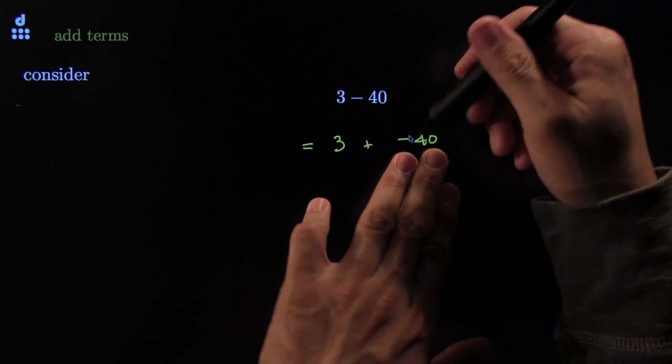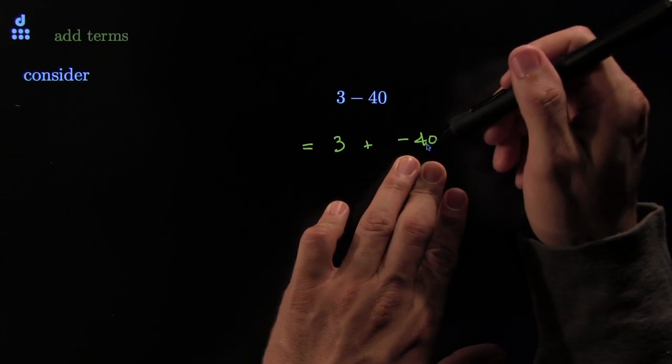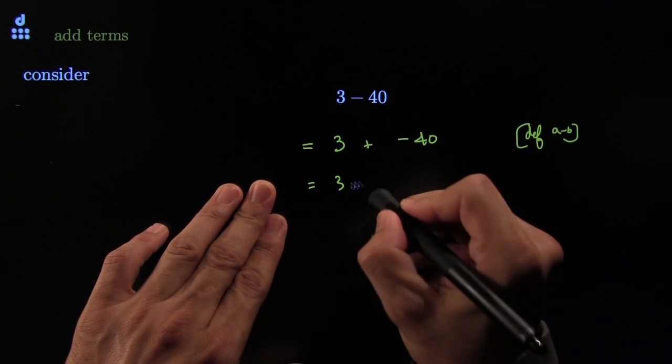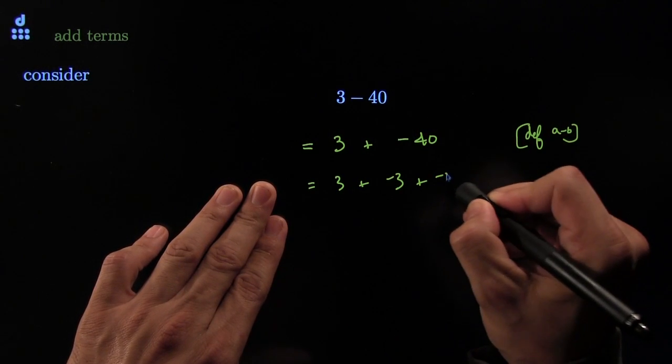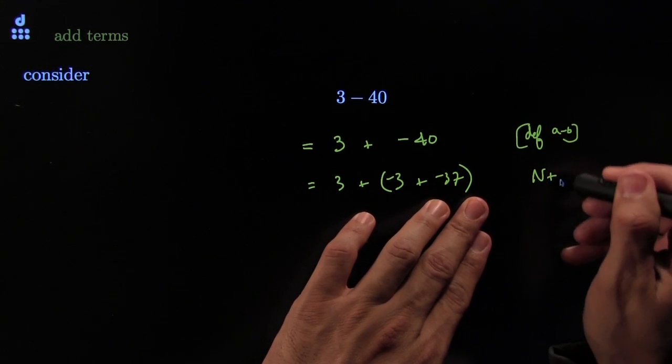Well, you got no business adding negative 40 if you don't have a good understanding of what negative 40 is. Negative 40 is the killer of 40. How could I add it to 3? Well, I could separate this into little baby killers. I could have a negative 3 killer, and I'd be left with 37 killers. And of course that is by negative plus negative theorem.